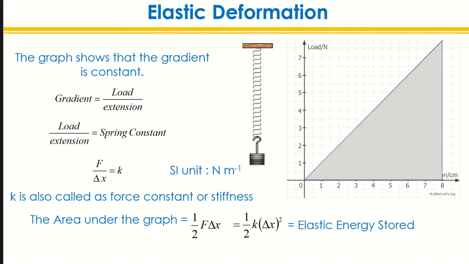So the load extension graph gives us two important quantities. One is the gradient or the slope that gives us the stiffness of the spring, or the spring constant, or the force constant, and the area under the graph gives us the elastic potential energy stored by the spring.